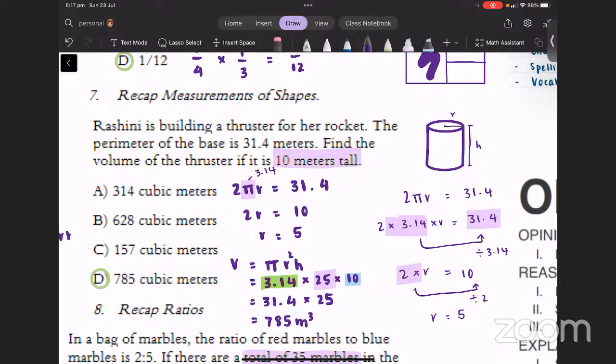Okay, so Rashini is building a thruster for her rocket. The perimeter of the base is 31.4 meters. Find the volume of the thruster if it is 10 meters tall.